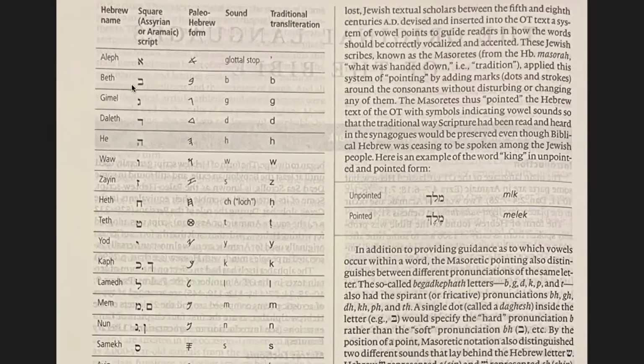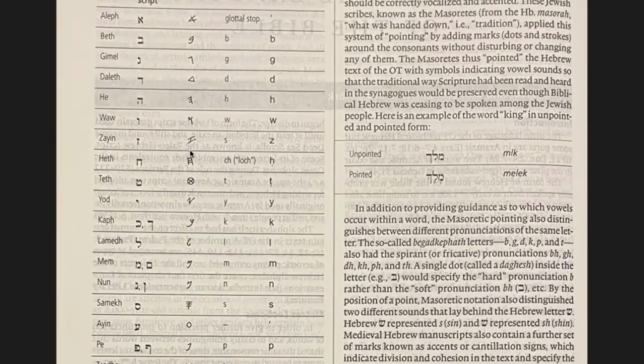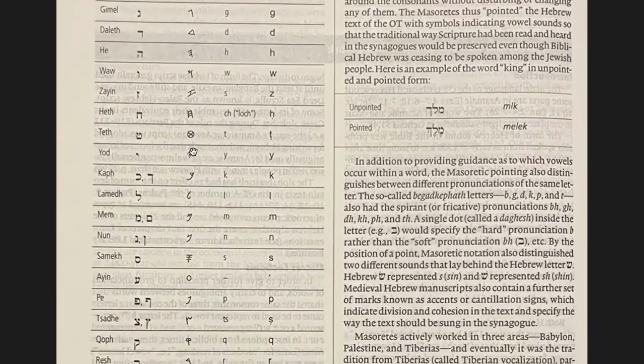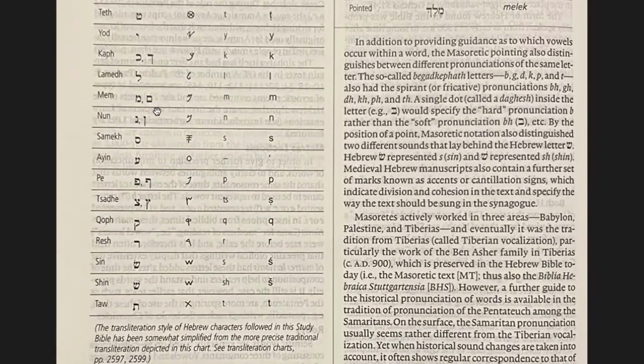Then you have the Bet, and how it looks in the Assyrian script, how it looks in the Paleo-Hebrew form, and it makes the sound of B. Okay. Pretty cool. All right. So you can see all the letters there and what they look like and how very different the Assyrian form and the Paleo-Hebrew form are.